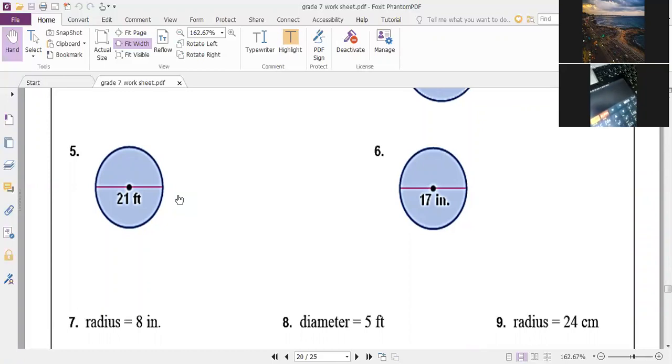The area is equal to pi r squared. So it is 3.14 times r squared. R here is equal to 8, so 8 squared. The result here is equal to 200.96.